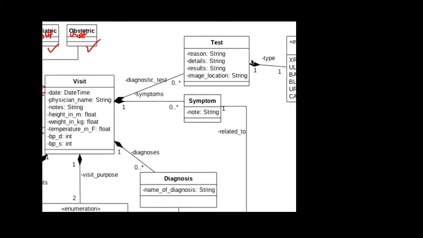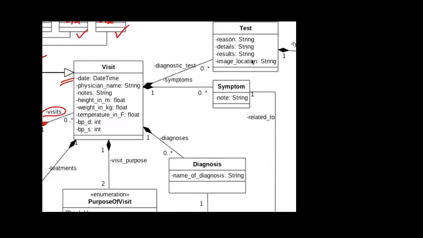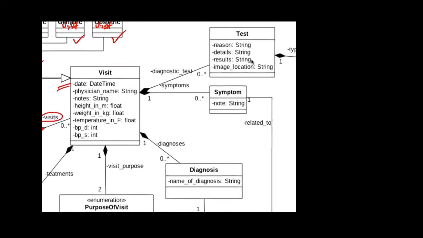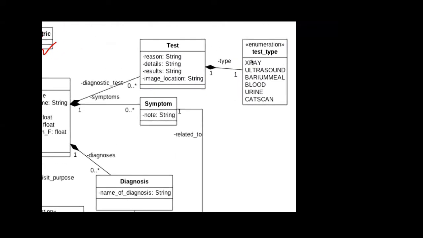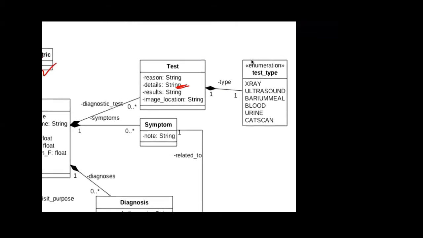Then let's look at the relationship between visit and test, visit and symptoms. Quickly. So one visit can have multiple tests. Then over here, what's happening? This relationship here: one test has one test type. And what is test type?